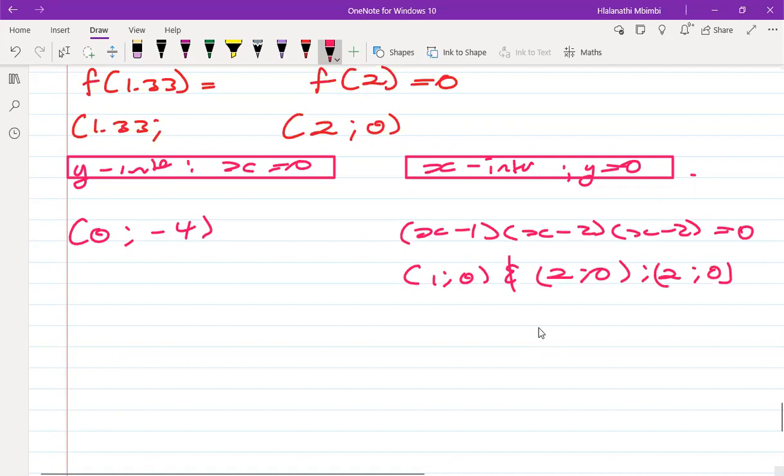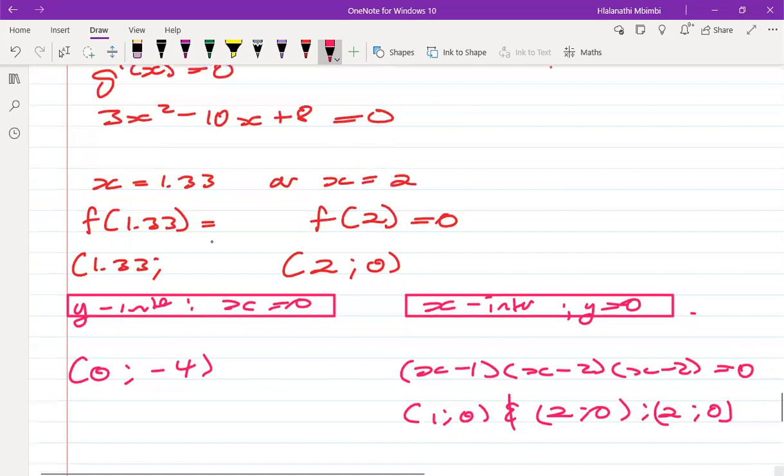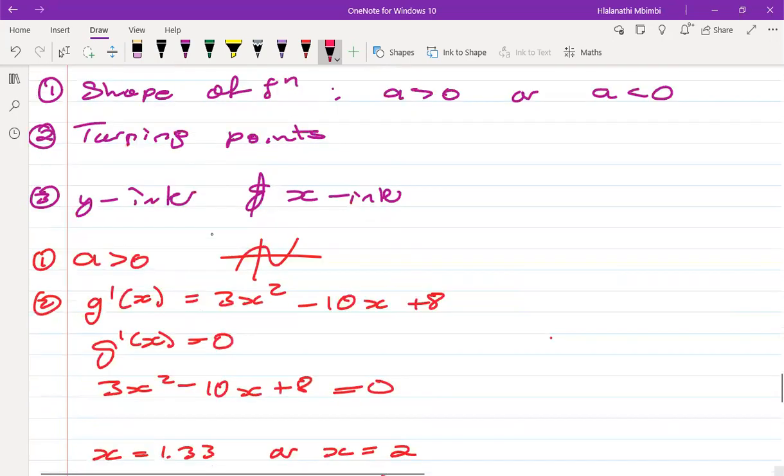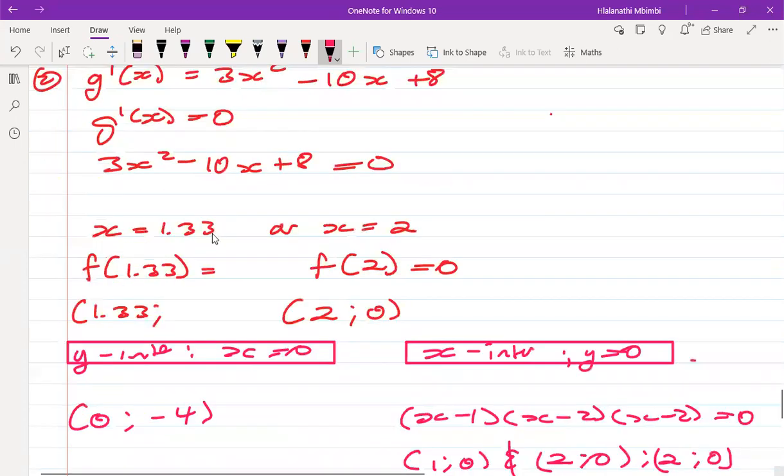Now we have all the points. We have our x-intercepts, we have our y-intercept. We are missing the turning point because someone had to calculate the value at 1.33, but we have the shape of the function. The y value at 1.33, I got 67 over 10,000. 67, okay, thank you.